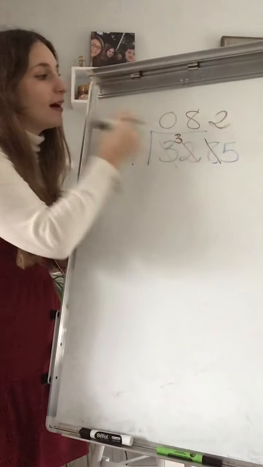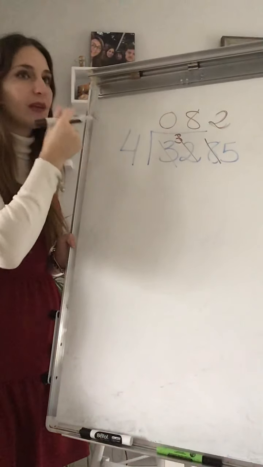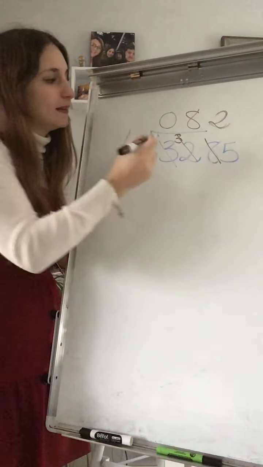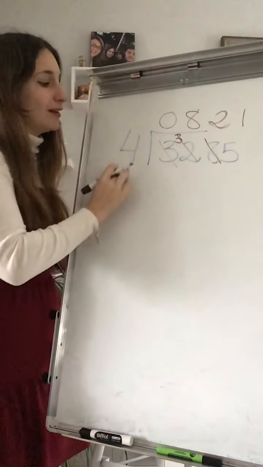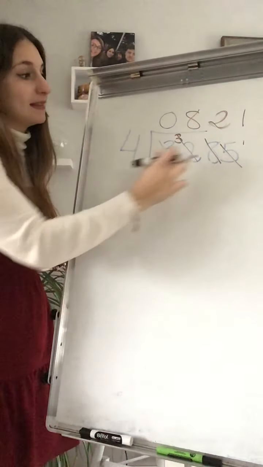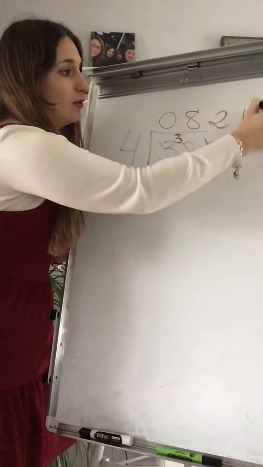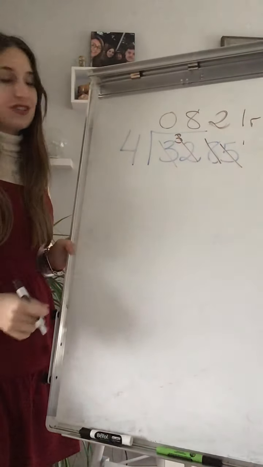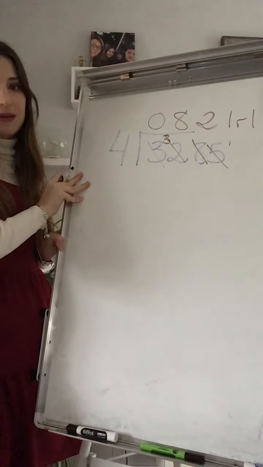Now I have a 5. It goes from 4 to 8. So I need to choose 1 times 4 is 4, to 5, 1. That means that I will have a remainder of 1. Okay? So can you see my remainder? There it is.